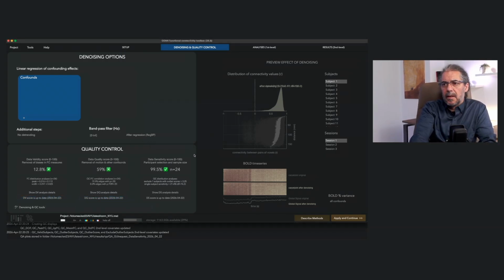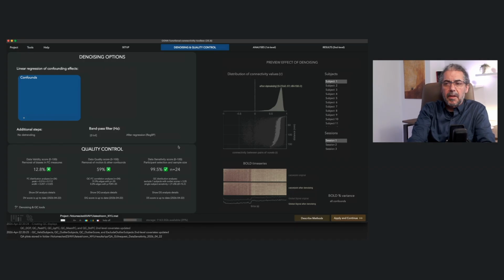What we see is that while data sensitivity is still very high, close to 100%, without denoising, both data validity and data quality scores are very, very low. 59% for data quality and 12.8% for data validity score are well below the 95% threshold that we would like to have to indicate good quality data.